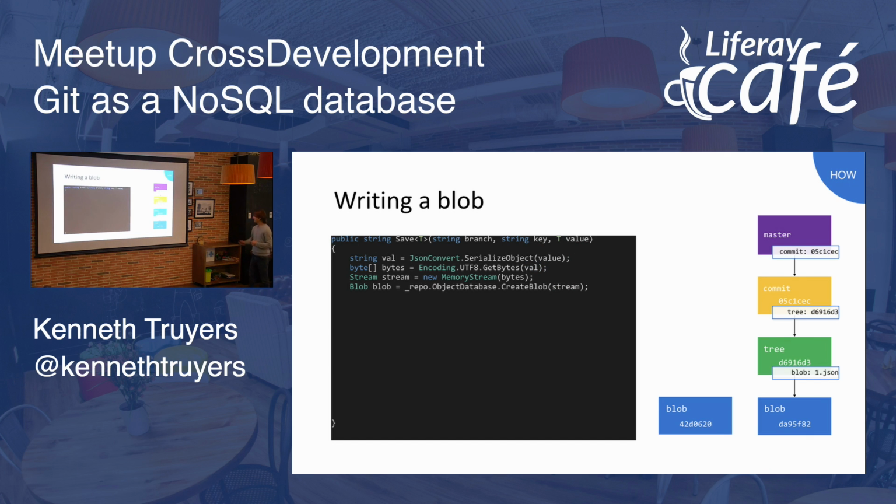So let's suppose I have a current Git repository which looks like that. So how do I save a file in it then through C#? First we need to massage our value a bit into a stream, by serializing it and then putting it into a memory stream. And then we can tell the object database to create a blob from that stream. So that will create a blob on disk and give us back a reference to that blob.